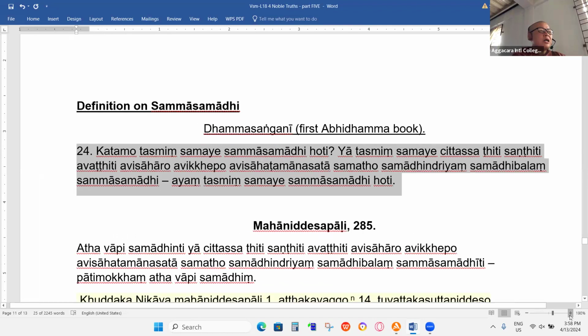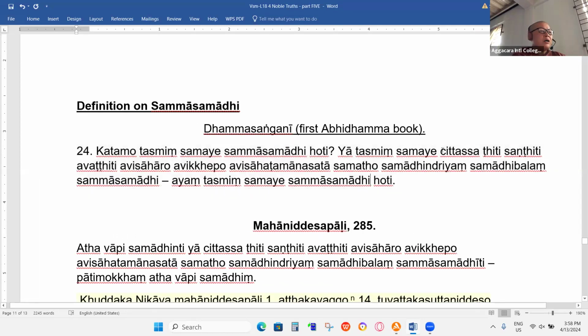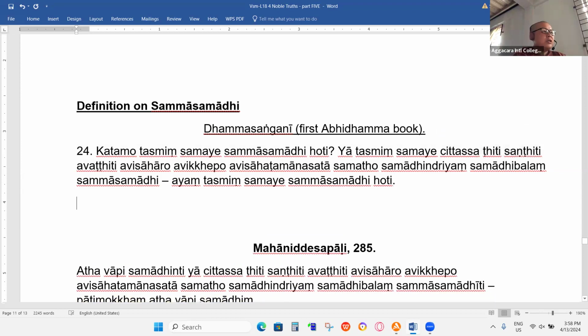According to Abhidhamma, you only talk about it in Pali. I cannot find the translation. It's talking about the mind. At that time, tasmin samaye, when the mind is stable, all right? The whole thing is talking about the same thing, the stability of mind. And all these are quite the same.